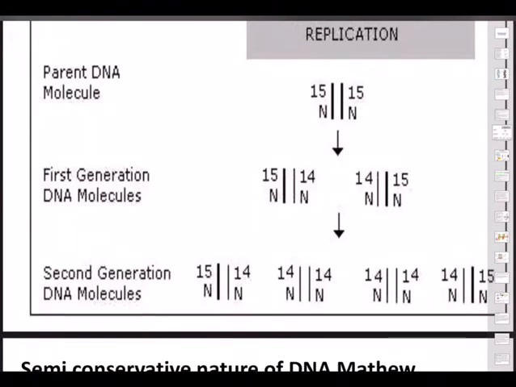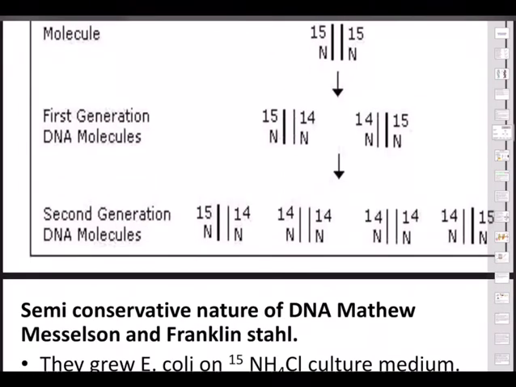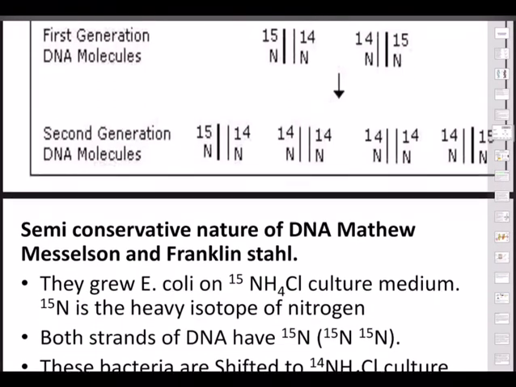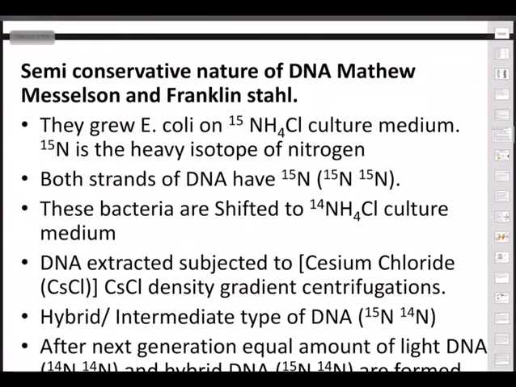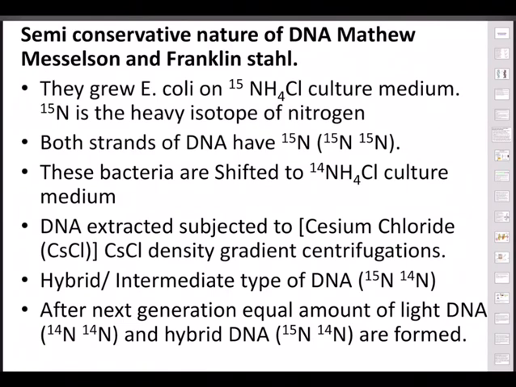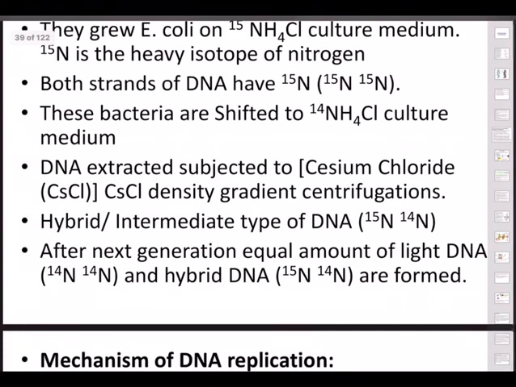Separation of DNA is done by the centrifugation method, and Meselson and Stahl proved beyond doubt that DNA replication is always semi-conservative. The parental DNA molecule has 15N and 15N. The first generation DNA molecule is split up, 15N and 14N, because the culture they have done is 14N medium. Then in the second generation you have a hybrid 15N, 14N and one lighter one, 14N and 14N. So this is the semi-conservative nature of DNA shown by Matthew Meselson and Franklin Stahl.